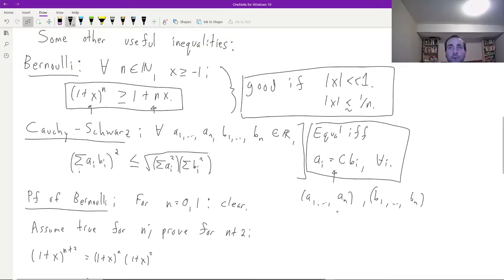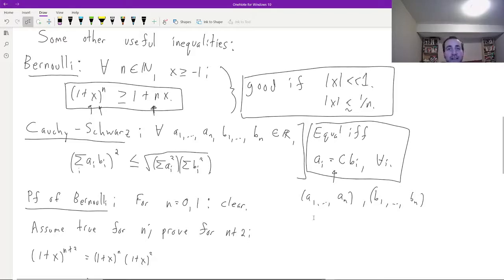For n equals 0 or 1, it's obvious, right? When n is equal to 0, this is 1, and this is 1 as well. When n is equal to 1, it's also obvious: (1 plus x) to the 1 is 1 plus x, and 1 plus n times x is 1 plus 1 times x. These two sides are exactly the same again. For n equals 0 or 1, then, it's clear. So that's going to be the base case.